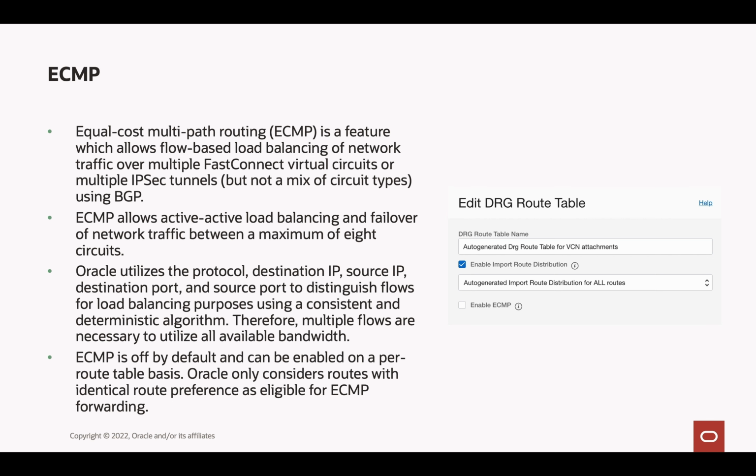ECMP. DRG supports equal cost multipathing, which is flow-based load balancing of network traffic over multiple FastConnect circuits or IPSec tunnels. However, you can't have a mixture of these circuits. ECMP allows active load balancing and failover of network traffic between a maximum of 8 circuits. Oracle utilizes a 5-tuple hash, essentially the protocol, destination IP, source IP, destination port, and source port to distinguish flows for load balancing purposes. And ECMP is off by default. So if you want to enable it, you would have to go into the DRG route table and select Enable ECMP.